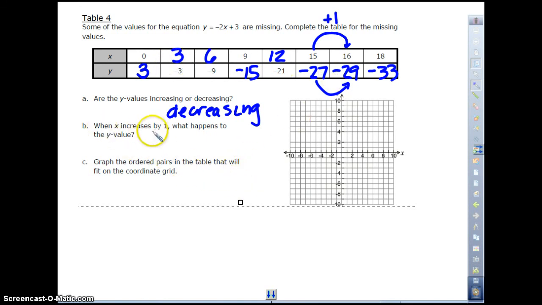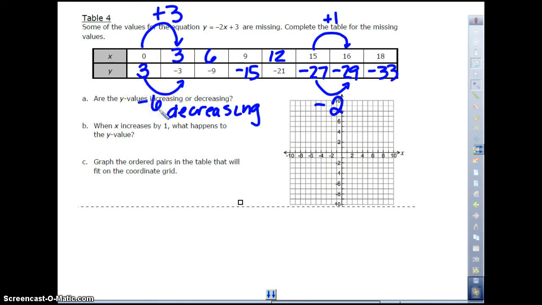All right, when x is increasing by 1, what happens to your y value? I do not see x increasing by 1 anywhere except for right here. When my x increased by 1, my y did what? Yeah, it got smaller by 2. Well, let's check it out here. This increased by 3. What happened here? That decreased by how many?